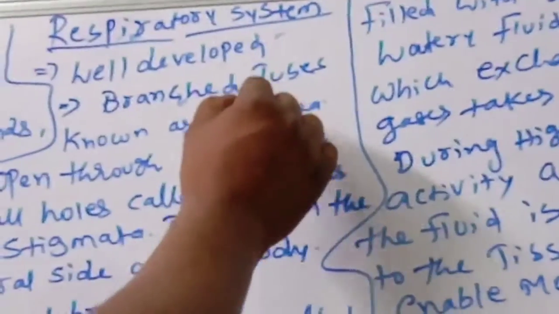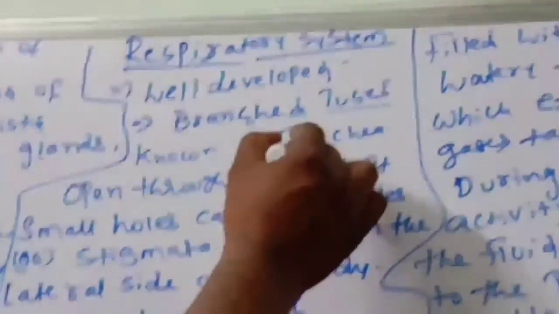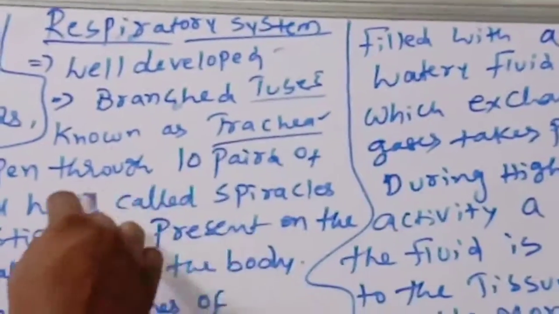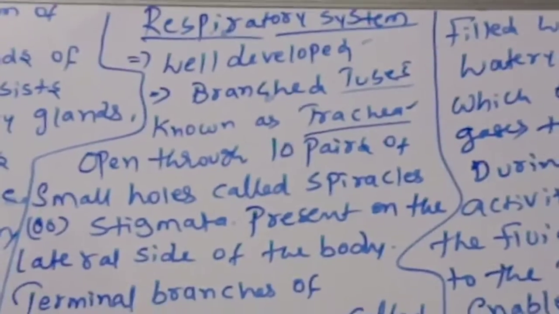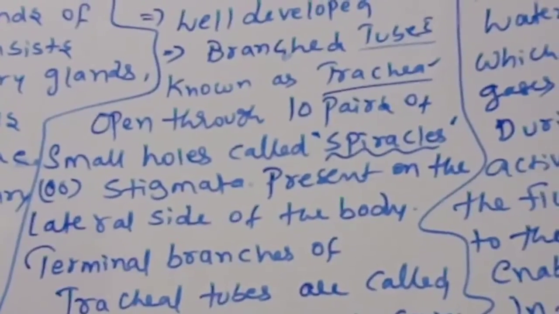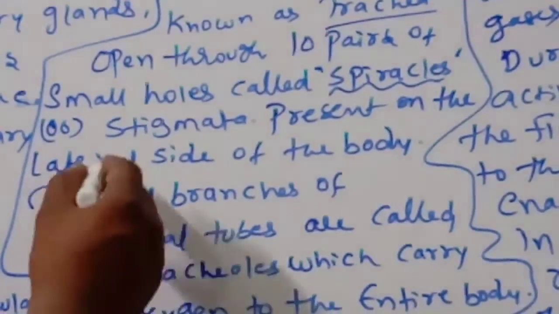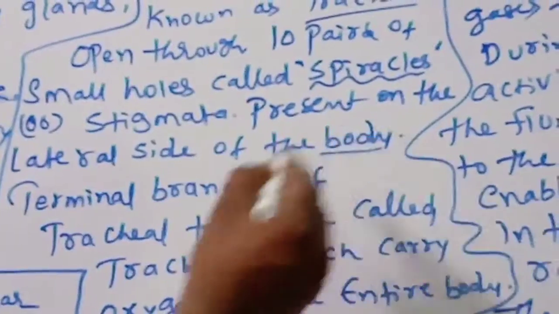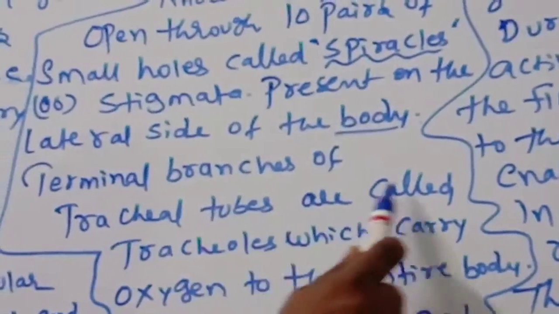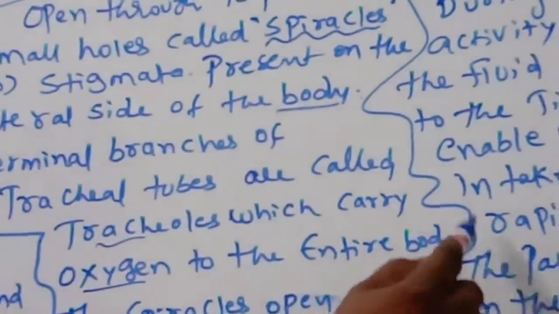There are branched tubes in the respiratory system known as trachea. They open through 10 pairs of small holes called spiracles or stigmata, present on the lateral side of the body. Terminal branches of tracheal tubes are called tracheoles, which carry oxygen to the entire body.